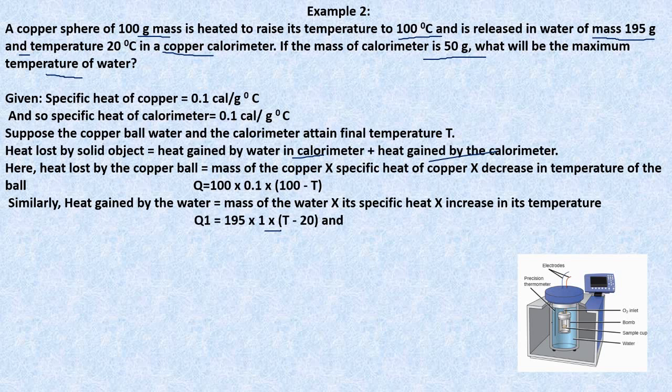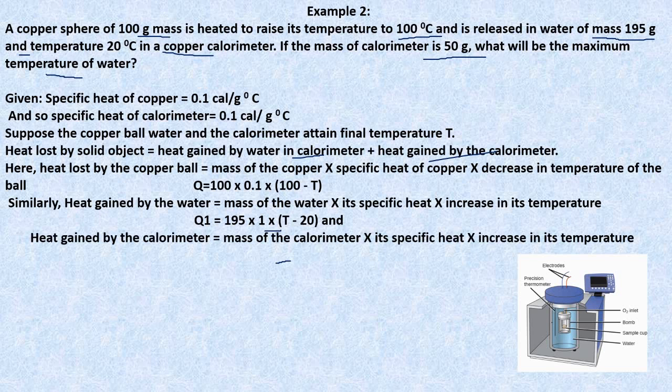And the heat gained by the calorimeter will be the same: mass of calorimeter into specific heat into the increase in its temperature. So Q2, the heat gained by the calorimeter, will be 50, where 50 is the mass of the calorimeter, into 0.1, its specific heat, and T minus 20. Again the temperature is 20 degrees Celsius, so it will be T minus 20. Now the same temperature will be attained by both, because the same amount of heat is transferred to the water and calorimeter, because water is inside the calorimeter, right?